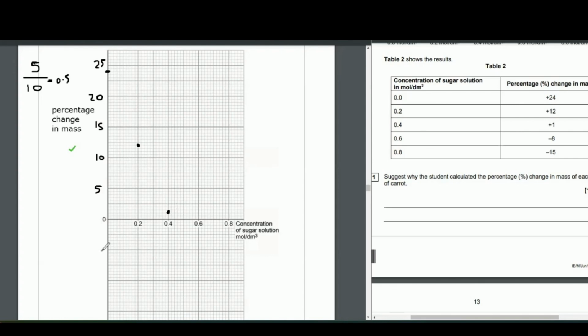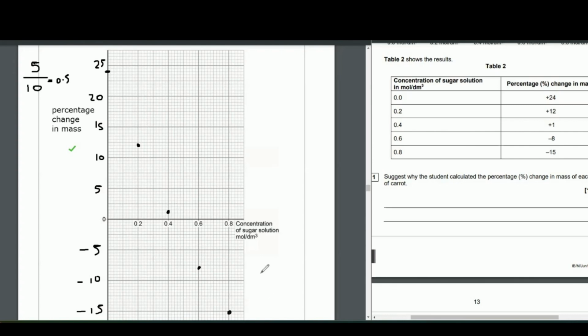At 0.6, we're on a minus number. So what I want to do is minus 5, minus 10, minus 15. I've only just fit this in. Boy, I got a squeeze there. 0.6 is minus 8. So we're going to go minus 6, minus 7, minus 8 is here. And then at 0.8, we've got minus 15. So I'm here.